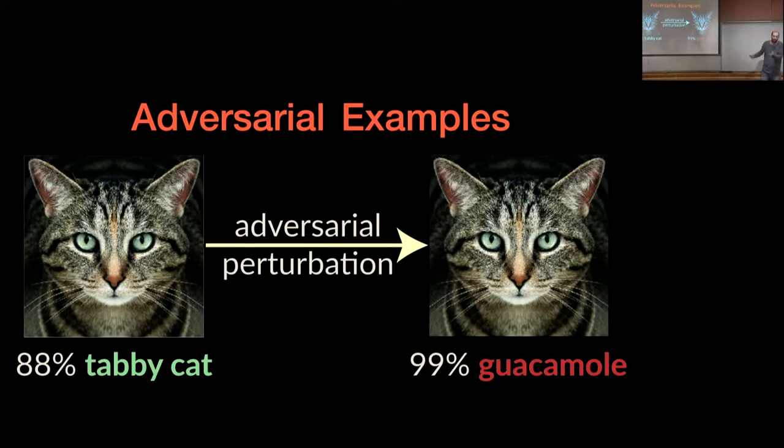So this is bad. The model has made a mistake. But it's not damaging. No one is harmed by this, right? There's no system in the world that needs to be able to distinguish cats from guacamole. We're not making guacamole out of cats. No one will do this.